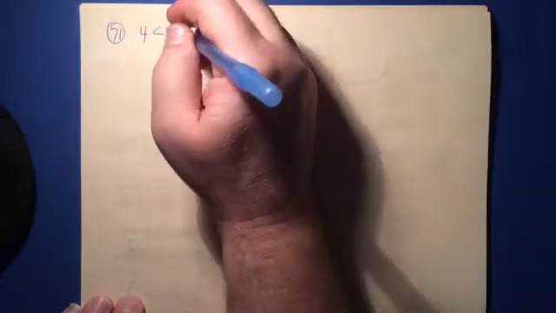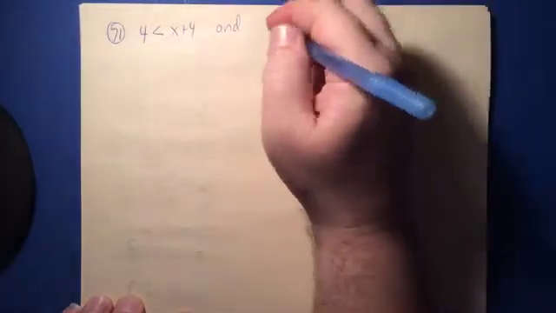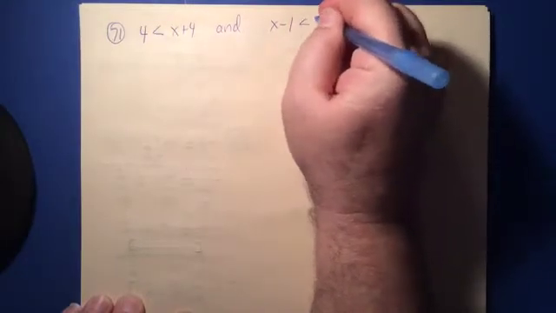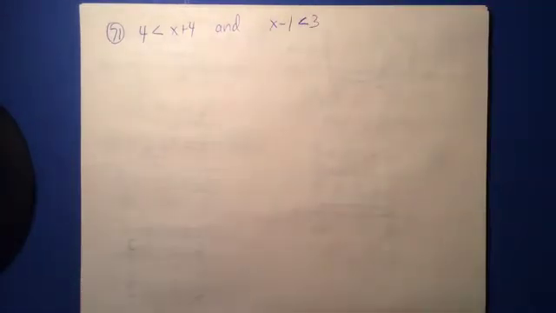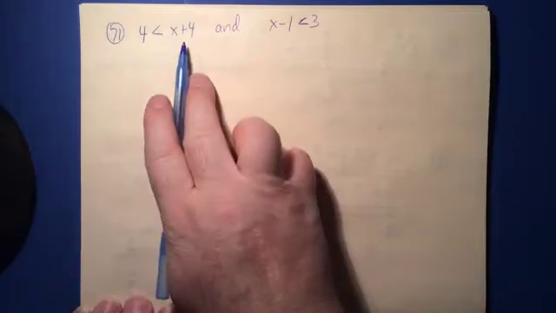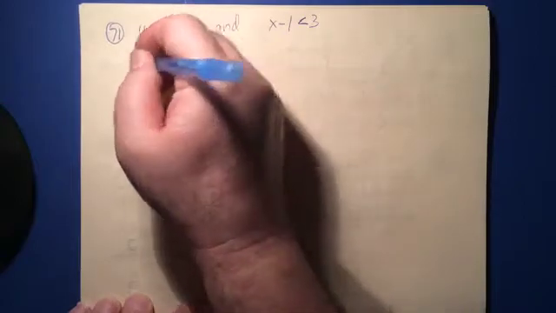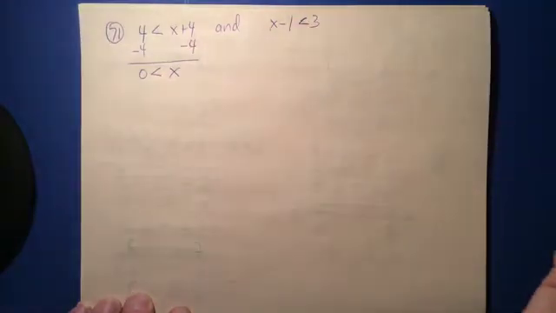So we have another question in the form 71, and here we go. This is going to be 4 is less than x plus 4, and x minus 1 is less than 3. Let's see how these problems are simplified. I'm going to try to get x by itself, so I'm going to subtract 4 from both sides. When I do that, that gives me 0 is less than x.